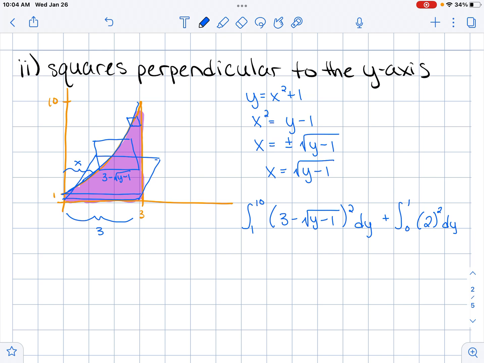I'm going to be honest with you, this one is not super pretty. Oh, it's okay. Let's integrate it. Let's do it. So I'm going to square the 3 minus the square root of y minus 1. So 3 squared, that's 9, minus 2 of these. And then the square root of y minus 1 times itself is just y minus 1. If I simplify that then, 9 minus 1, so I end up with 10 minus 2 times the square root of y minus 1 plus y.